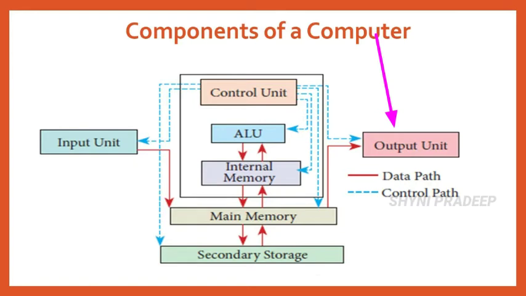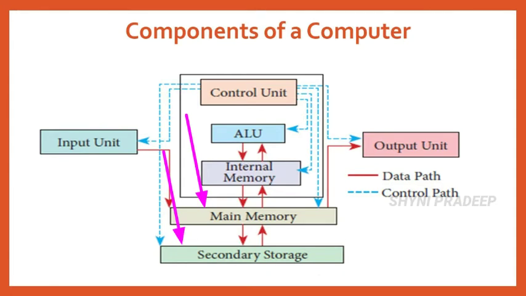Some of the examples for output devices are monitor, printer, etc. Okay. And next, memory unit is divided into two types. What are they? Primary memory and secondary memory. Primary memory is nothing but main memory. It is used to temporarily store the programs. And secondary memory is used to store the data permanently. So, primary memory is called volatile and secondary memory is called non-volatile.